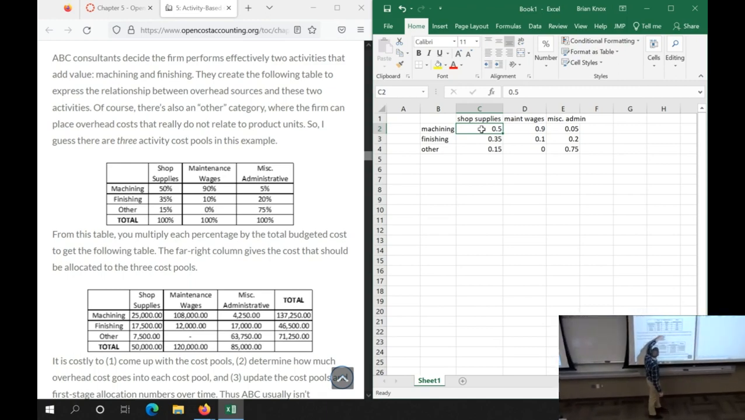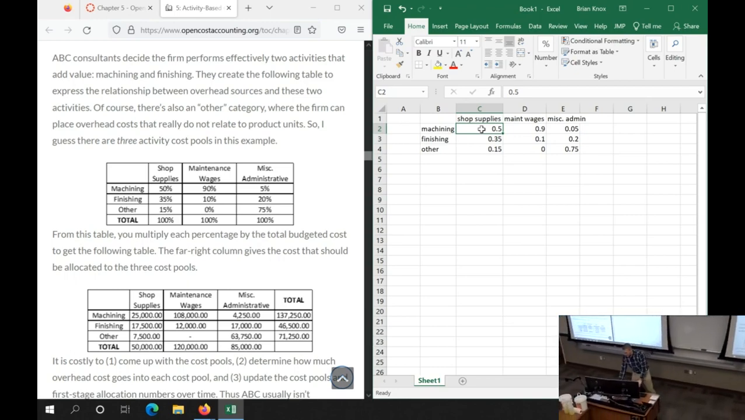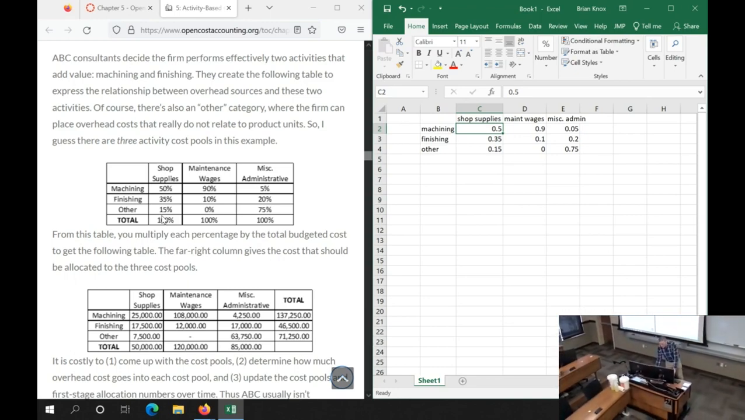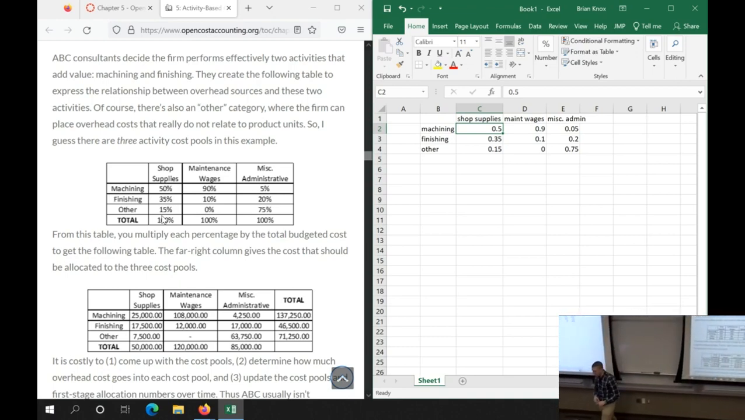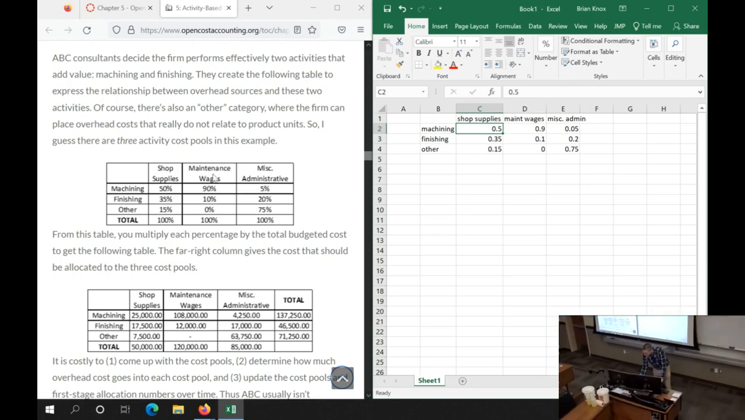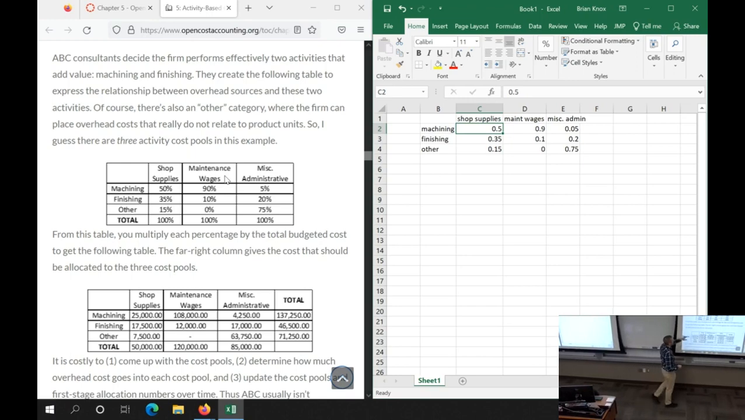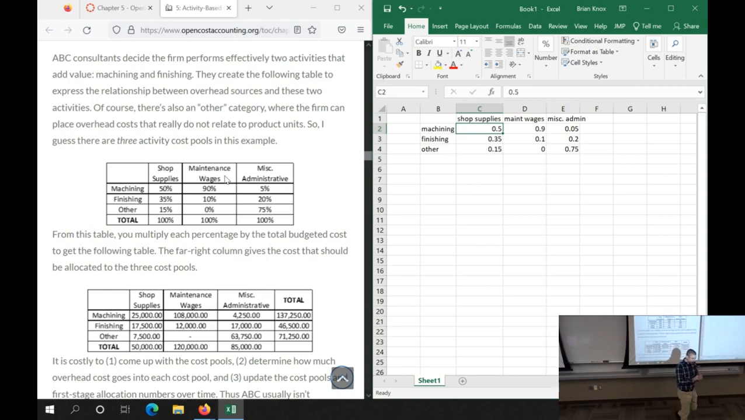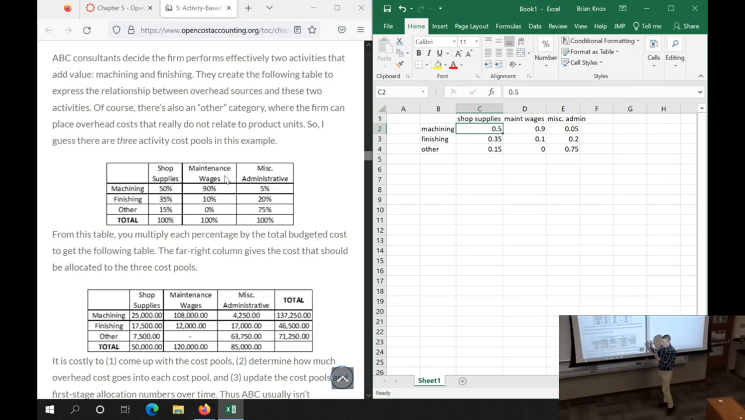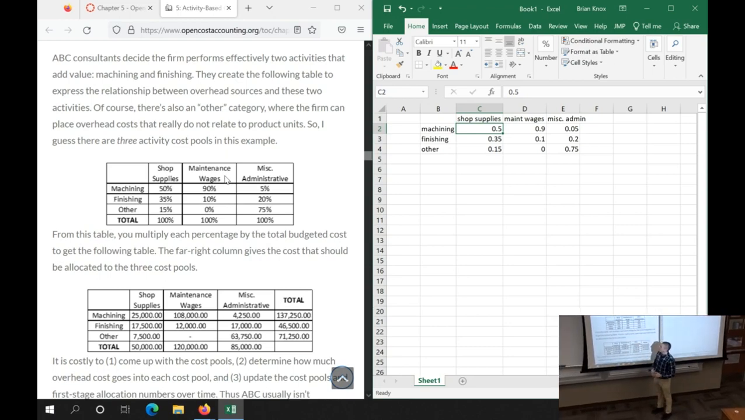And we also say that 35% of the shop supplies are associated with the finishing activity. And then 15% we don't think are associated with any cost driver that we can measure. So we're going to put it in this other category. Maintenance wages. Well, 90% of the maintenance wages we think are associated with machining, which means correlated with the driver we're going to use for the machining activity, the machine hours driver. 10% of it is associated with the finishing, and none of it is not traceable.